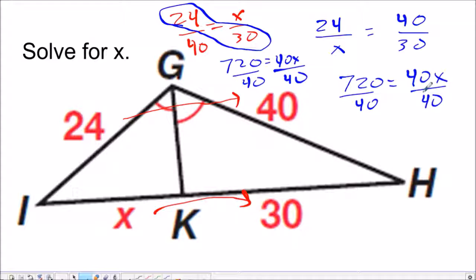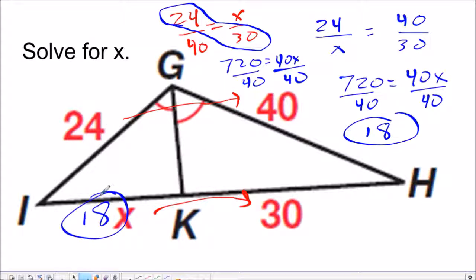Okay, so we're going to do 720 divided by 40. And when we do that, we get 18. And we always want to check, make sure that makes sense. 40 is a little bigger than 30. 24 is a little bigger than 18. So that gives us some comfort that maybe this is right.